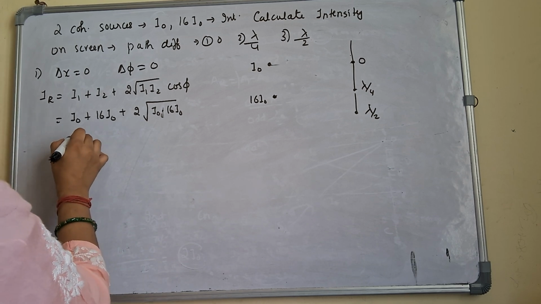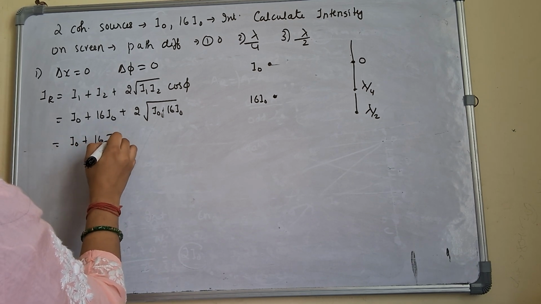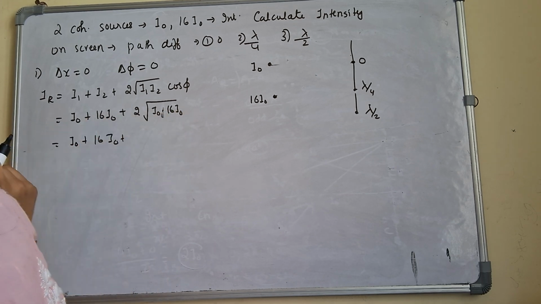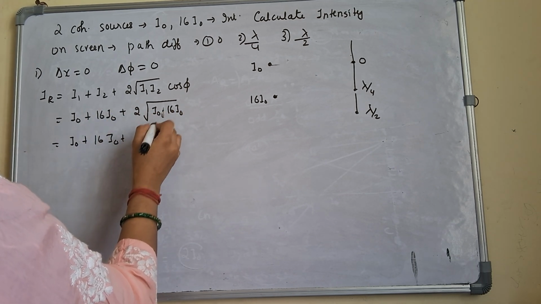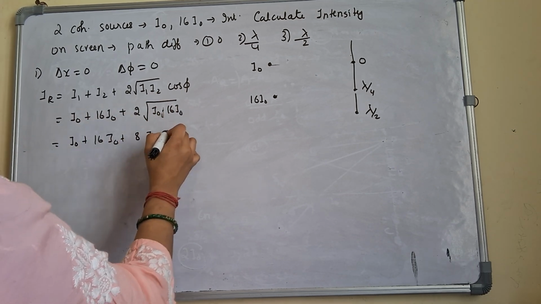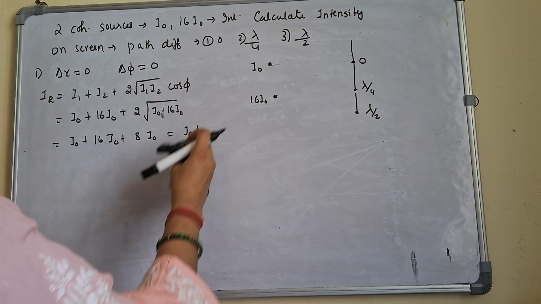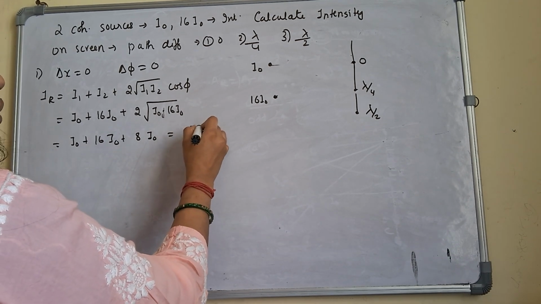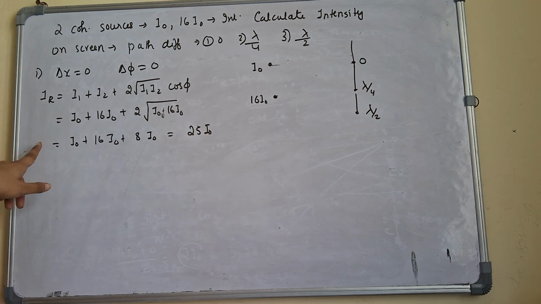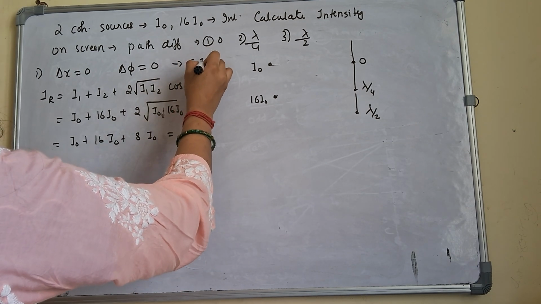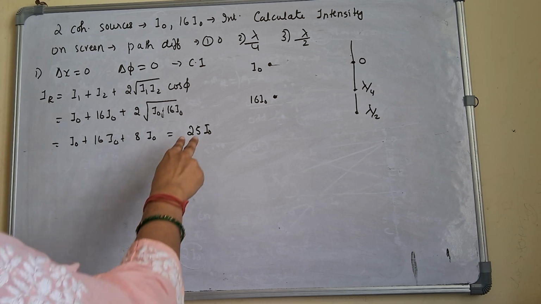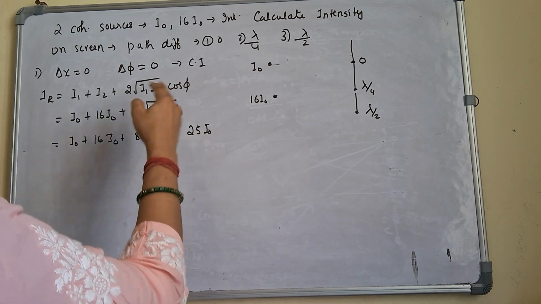So what will you get? I0 plus 16 I0 plus, this is 16 I0 square, I0 will come out, 4 will come out, 4 into 2 is 8. So this is I0 times, 16 plus 8 is 24, plus 1 is 25. So this is 25 I0. And do you agree this is the case for constructive interference? Correct? The intensity should be maximum here, 25 times I0.